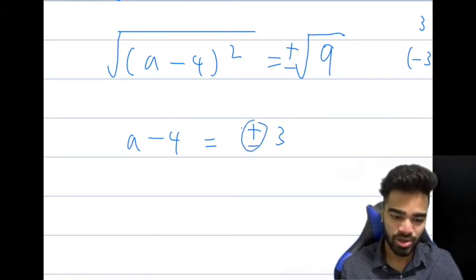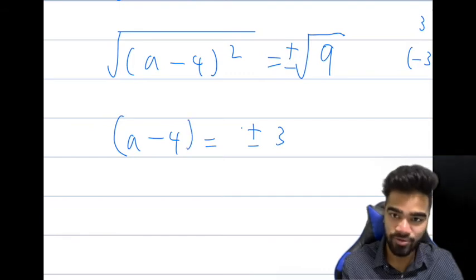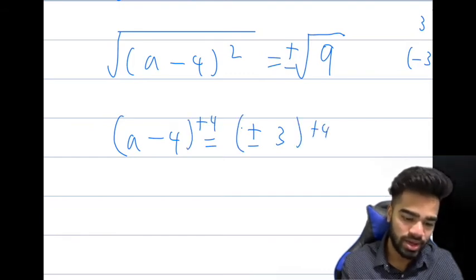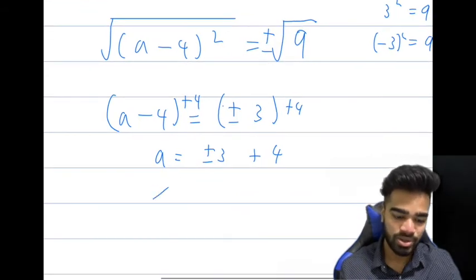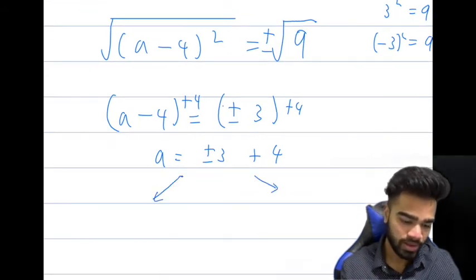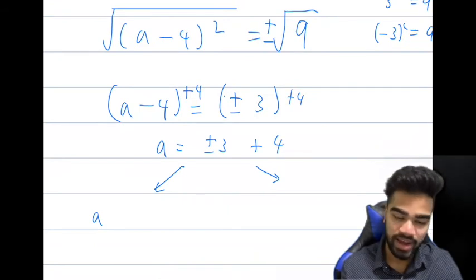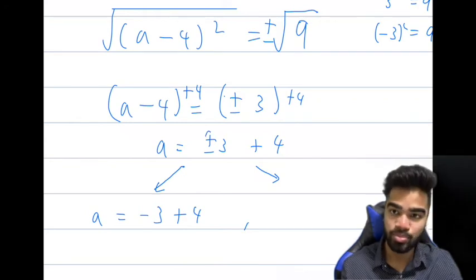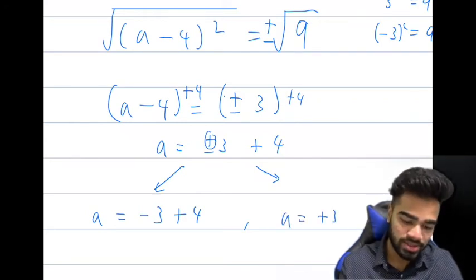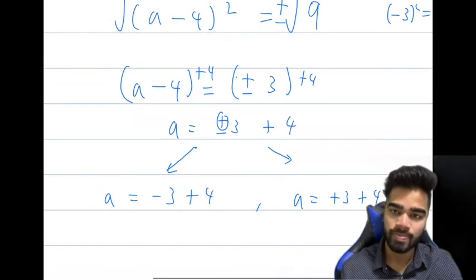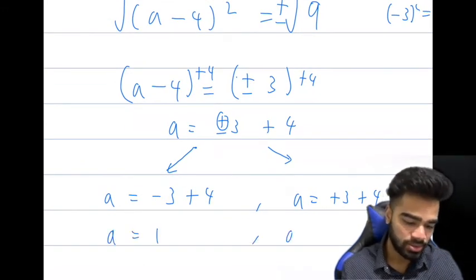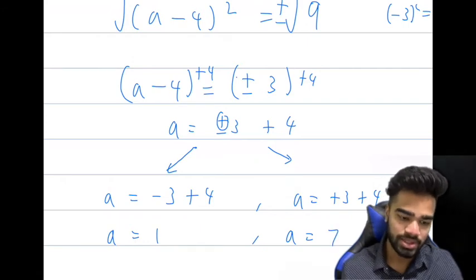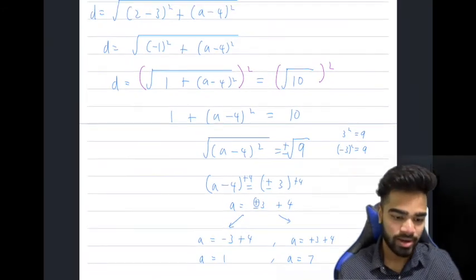From here, we just need to solve. Don't get too confused about the plus or minus. You still add 4 to both sides. So this side plus 4 and this side plus 4. You're going to have a is equal to plus or minus 3 plus 4. This is a bit weird. How do you solve this? From here you can have two different options. First, we'll take the negative part of the plus or minus, so a is equal to negative 3 plus 4. Or we'll take the positive part, so a is equal to positive 3 plus 4. From here, just simplify. A is equal to 1, or a is equal to 7. Simple as that, guys.